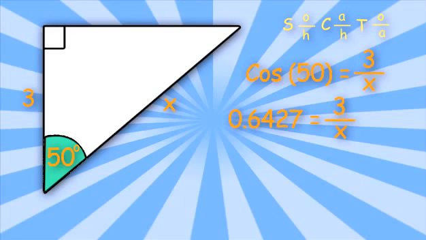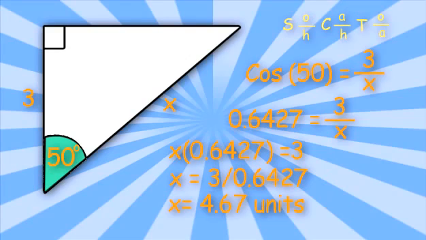Now I have to find the value of x, so I'll multiply by x on both sides of the equation. So I'll write x times 0.6427 equals 3. Now we'll divide by 0.6427 on both sides. X equals 3 divided by 0.6427. So our final answer, x equals 4.67 units.